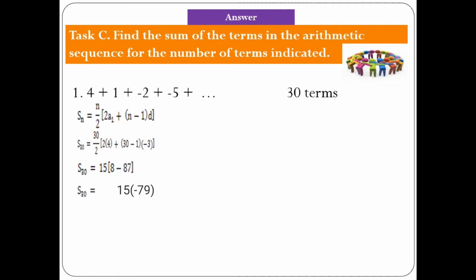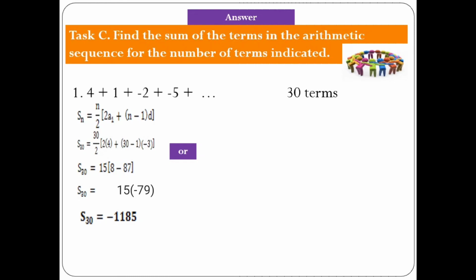So we have 15 times 8 minus 87, which is equal to negative 1,185. Or we can solve this using the other formula.